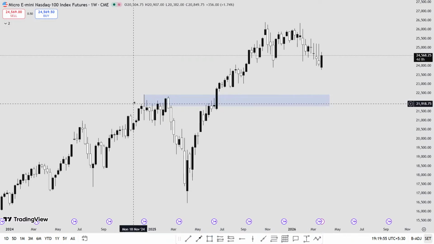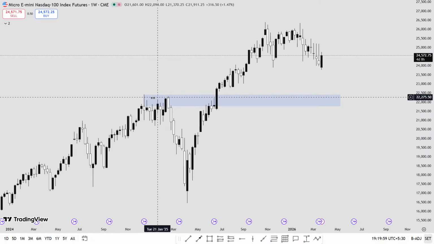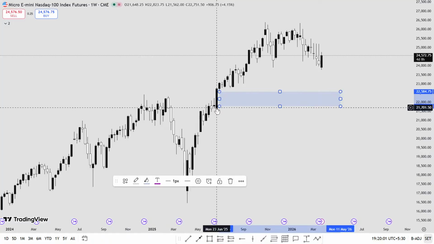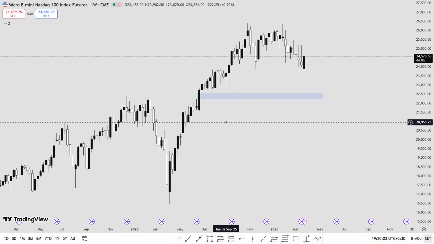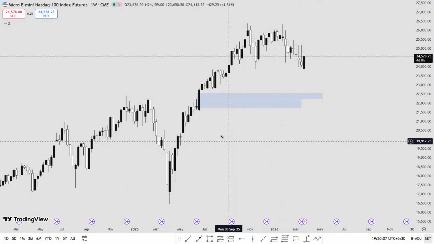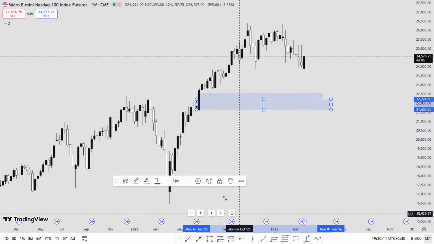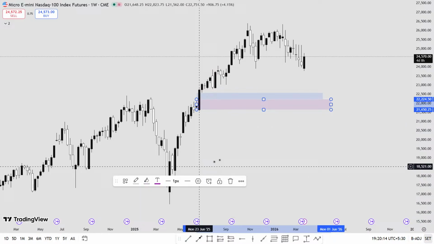So I'm marking this zone because there are so many reasons why I'm marking this. There is a fair value gap over there, a market imbalance which the market has created, and just below is an OB, an order block which the market created long before.